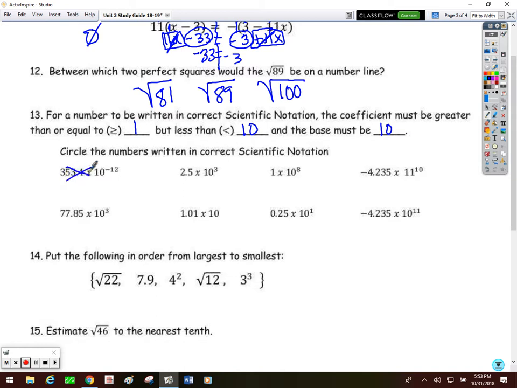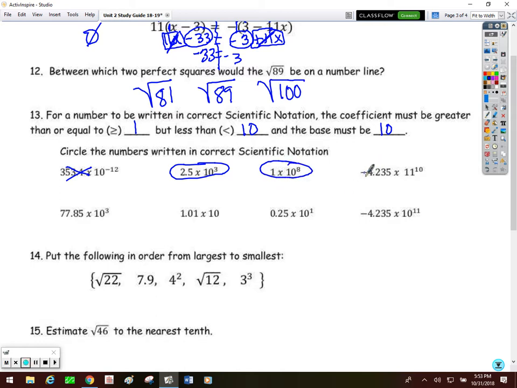All right? That's a no-no. All right? Here, 2.5, there's one number in the front. Base is 10. That one's correct. What about this guy? There's no decimal. Well, yes, it's understood to be right here. But again, if you go back right here, greater than or equal to 1. Well, 1 is equal to 1. Base is 10, so there's a good one.